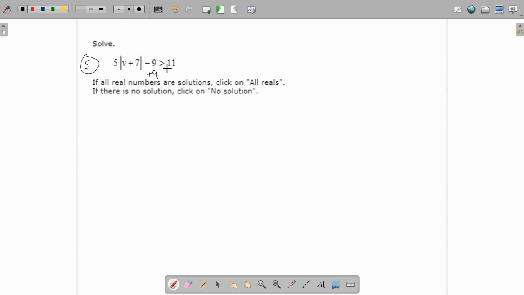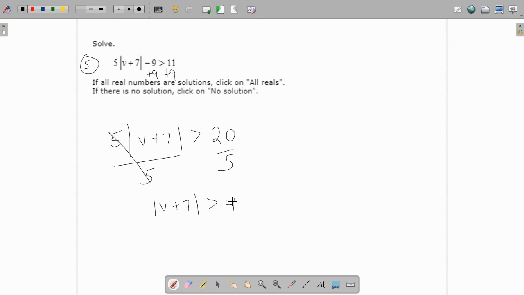Last one. Add 9. 5 times the absolute value of v plus 7 is greater than... 11 and 9 is 20. Okay, we have to get the absolute value all alone, so divide by 5. I won't forget that this time. Divide by 5, cancels. The absolute value of v plus 7 is greater than 4. Now make your two equations. V plus 7 is greater than 4. Remember, this is going to be an OR here. Or v plus 7 is less than -4.